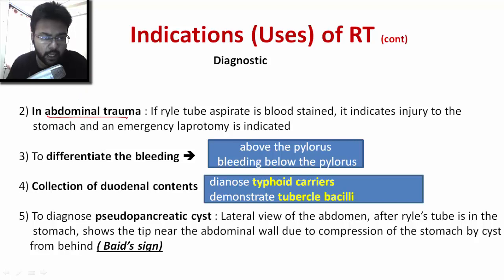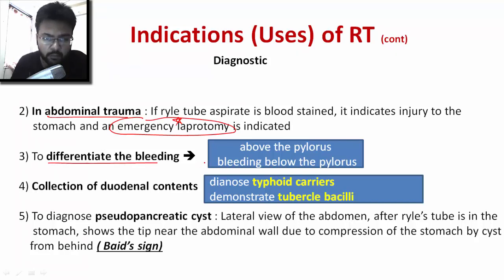It can be used after an abdominal trauma. If the Ryle's tube aspirate is blood stained, it indicates an injury to the stomach and an emergency laparotomy is indicated. It can be used for differentiating bleeding above the pylorus and bleeding below the pylorus.